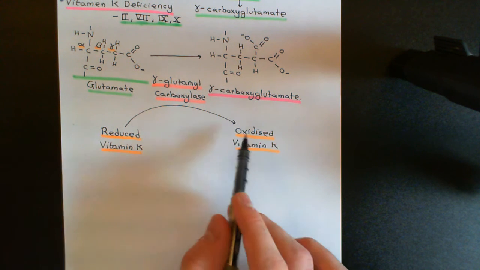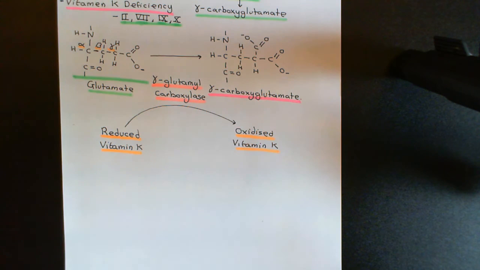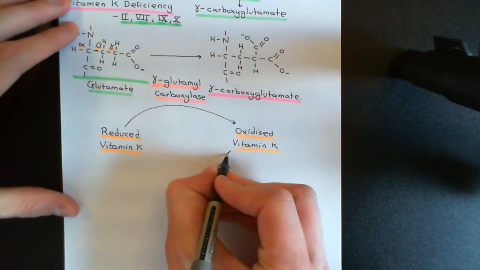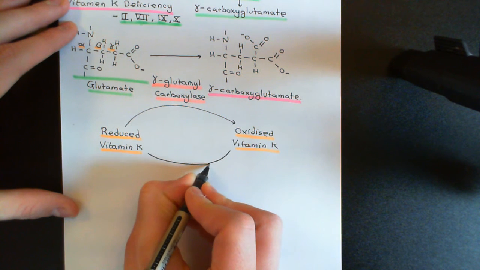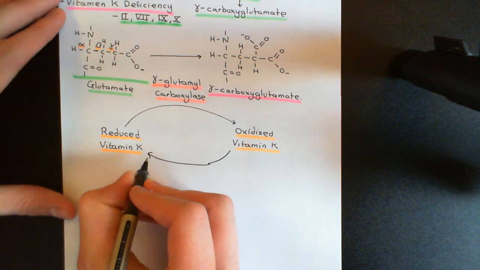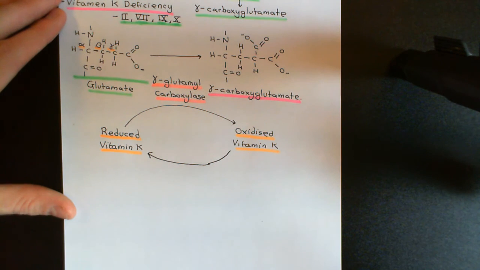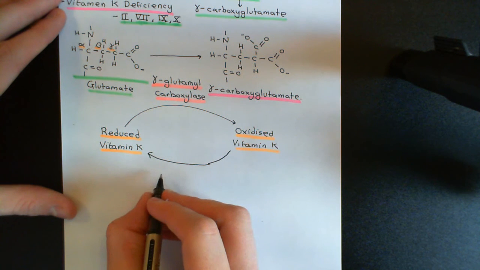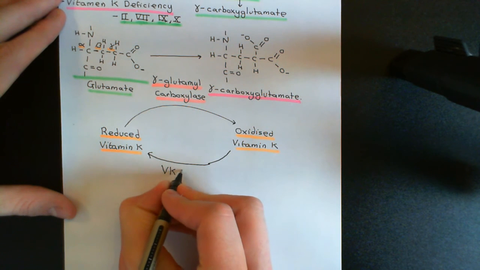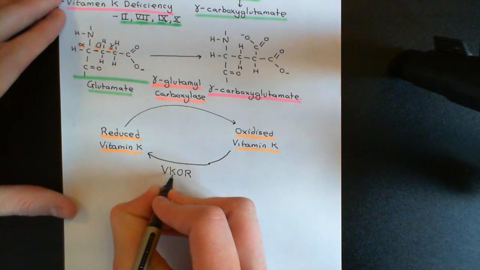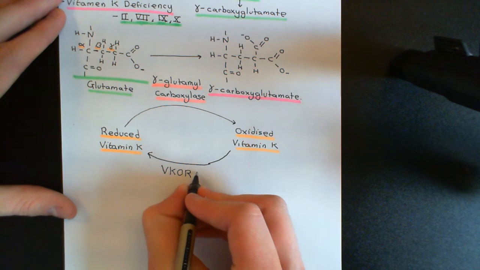You'll use up all your reduced vitamin K, and it will now be in this waste product of oxidized vitamin K. So there's going to have to be some process that is returning the oxidized vitamin K into reduced vitamin K, and there is an enzyme which does this, which will be extremely important when we come on to the mechanism of warfarin. Indeed, warfarin works by inhibiting this enzyme. The enzyme is called VKOR, which stands for vitamin K oxide reductase.